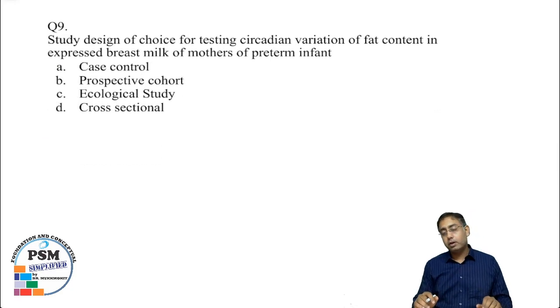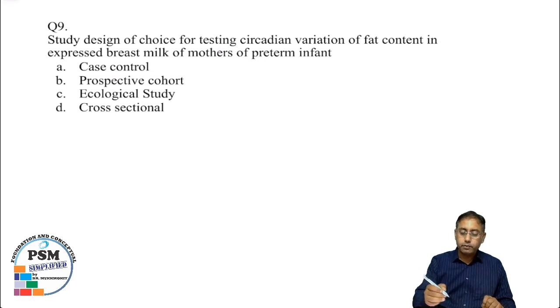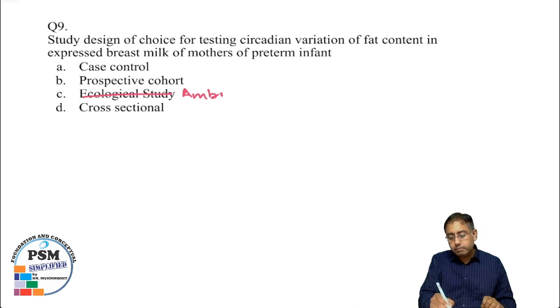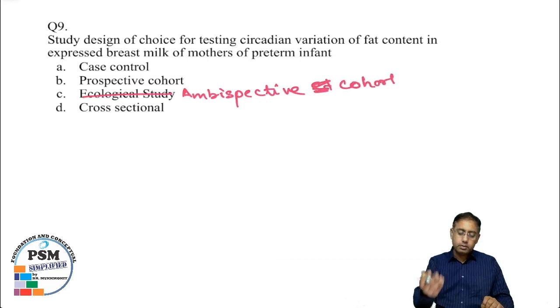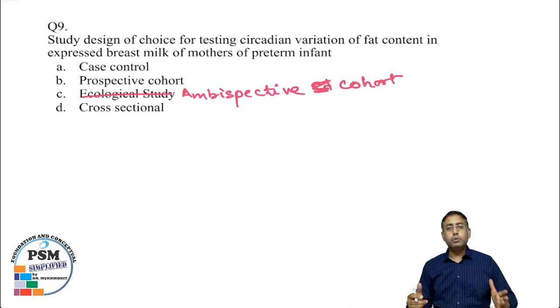Question 9. So you've got a lot of questions on biostats. Study design of choice for testing circadian variation of fat content in expressed breast milk of mothers of preterm infants. Case control, prospective, ecological, cross section. So I've got an update that probably this is not ecological, it was ambispective study, ambispective cohort. So this was an option change.